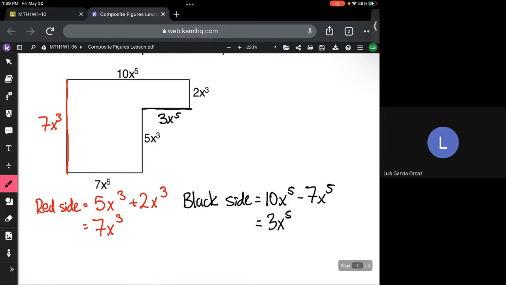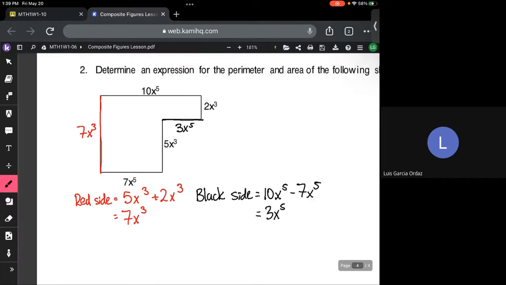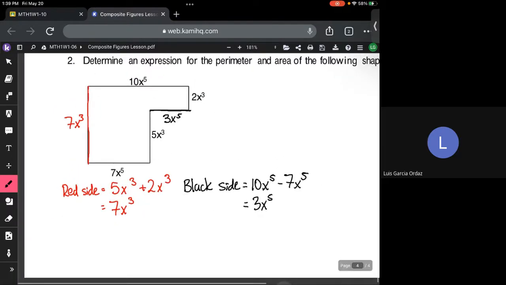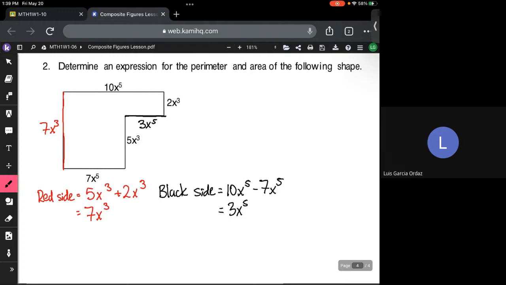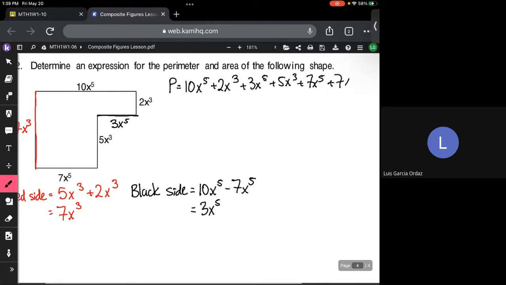So now, Dave, how do I find my perimeter? What do I have to do with all of the sides? You have to add all of them. Add all of them. Good. So again, start with 10x^5 and work your way clockwise. So I got 10x^5 plus 2x^3 plus 3x^5 plus 5x^3 plus 7x^5 plus 7x^3.